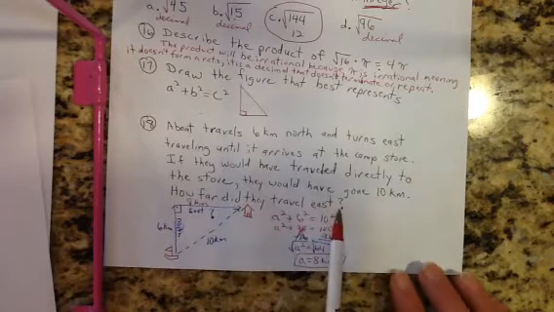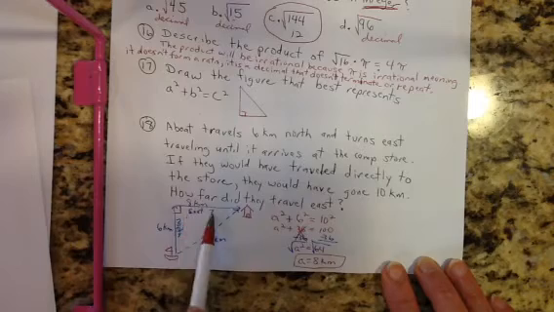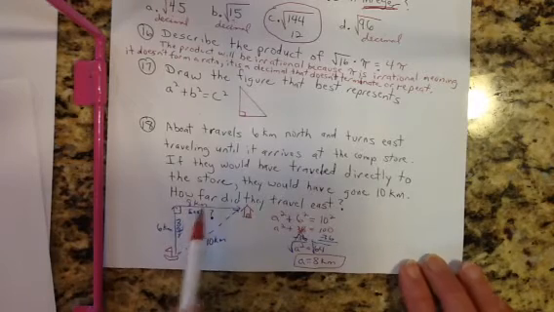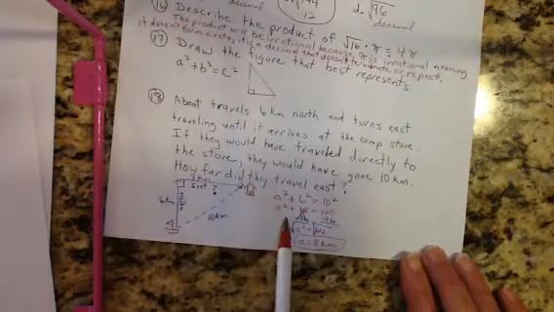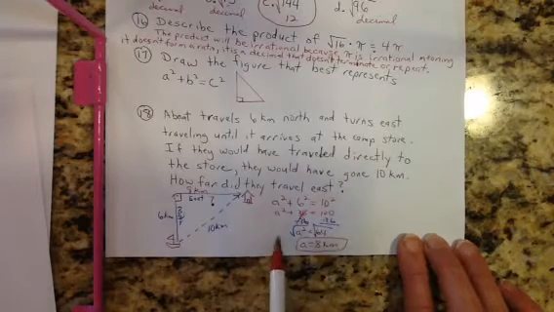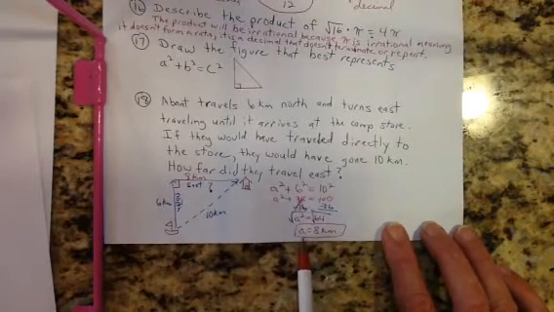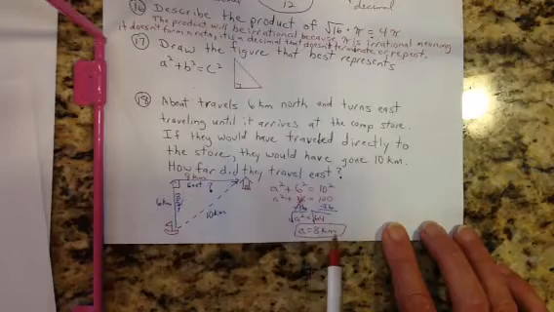How far did they travel east? So this is our unknown, the east. I have it written in there now, but actually it was unknown originally. I put it into the Pythagorean theorem, and then I solved for that side, and the distance east is 8 kilometers. Okay, next one.